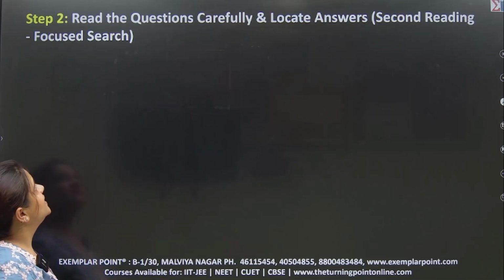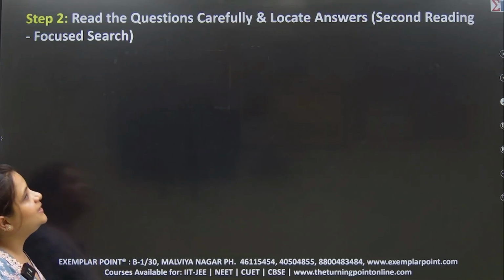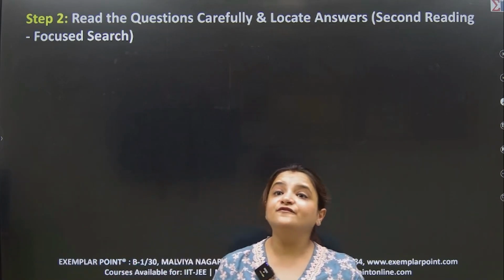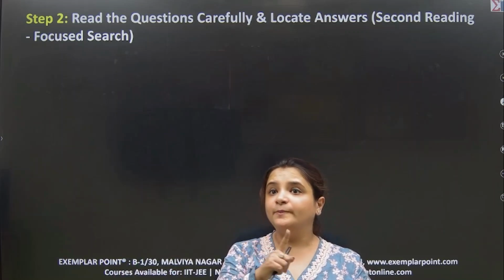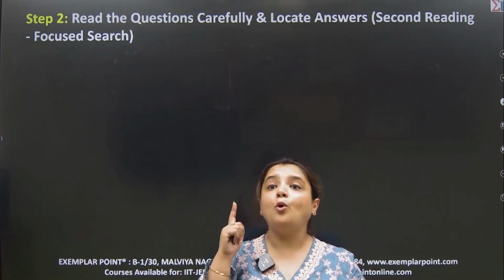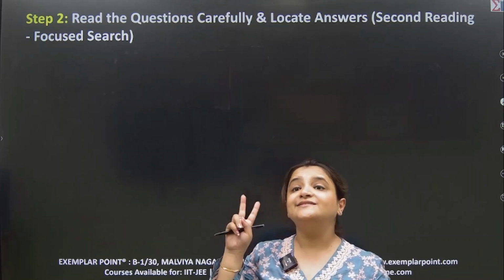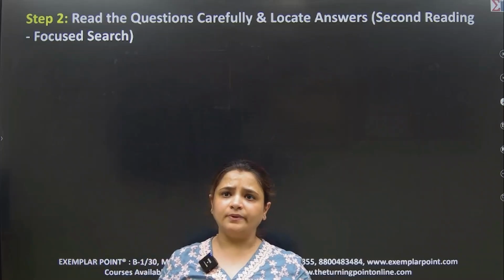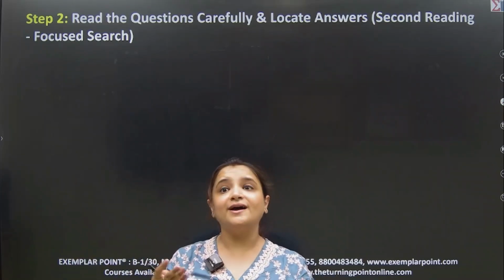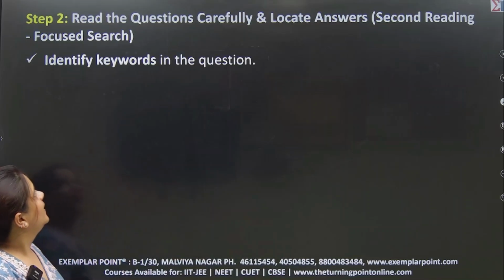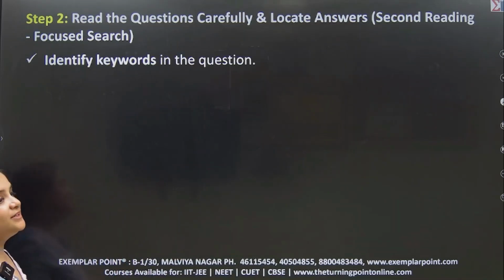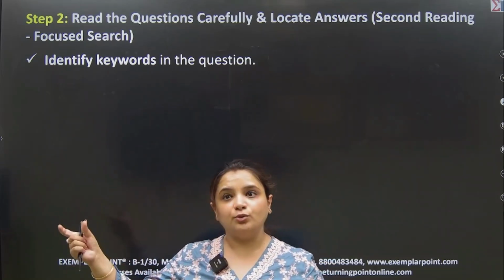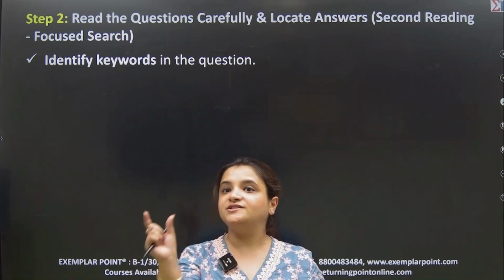So step 2 says, read the questions carefully and locate the answers. The second reading would be the focused search. And when I say focused search, remember scanning, because skimming gives you only the main idea of the topic, but scanning would give you the details of the passage. When did a particular thing happen? How did a particular thing happen? What actually happened? So, in our second reading, we must identify keywords in the question, because whatever the question asks you, you would definitely find certain keywords in the passage also.